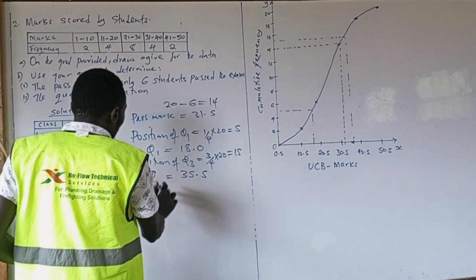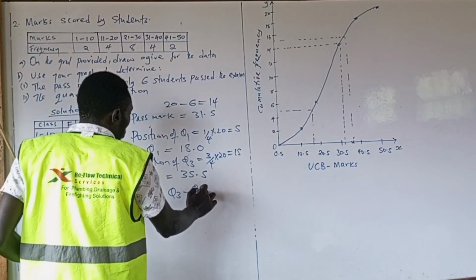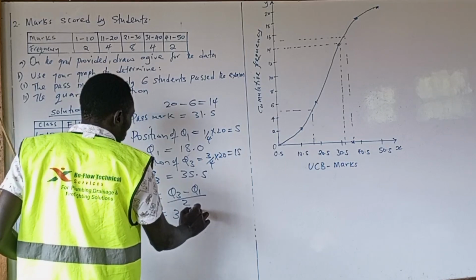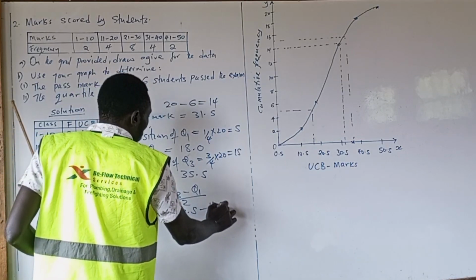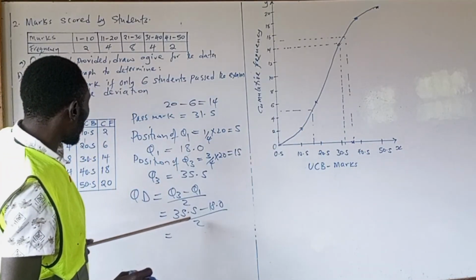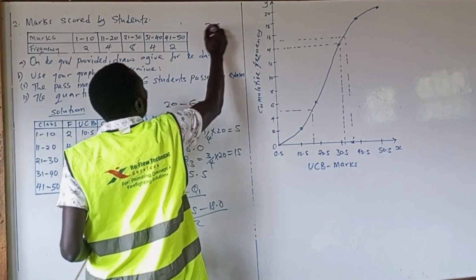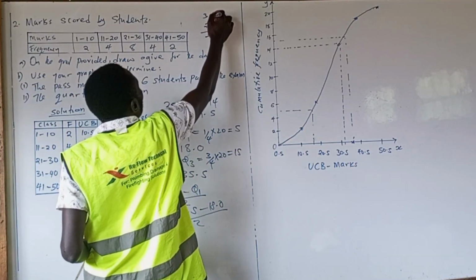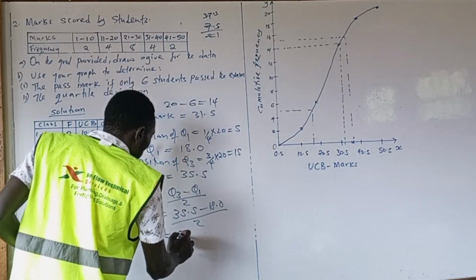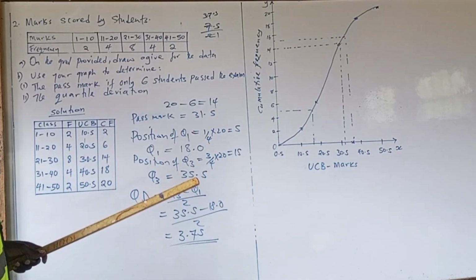So quartile deviation is equal to Q3 minus Q1 divided by 2. So it will be 35.5 minus 18.0 divided by 2, and you get your answer. That will be 17.5 divided by 2, which is 8.75. So that is the quartile deviation.